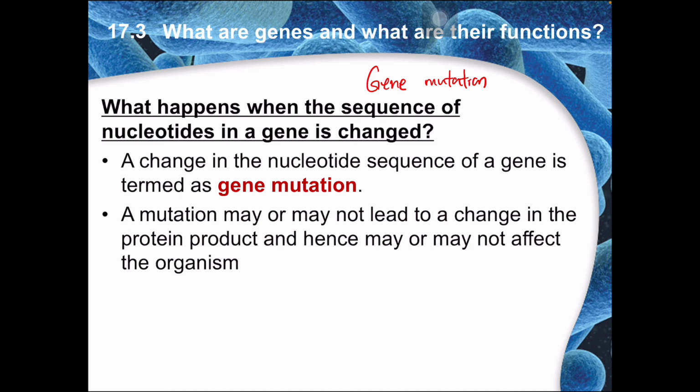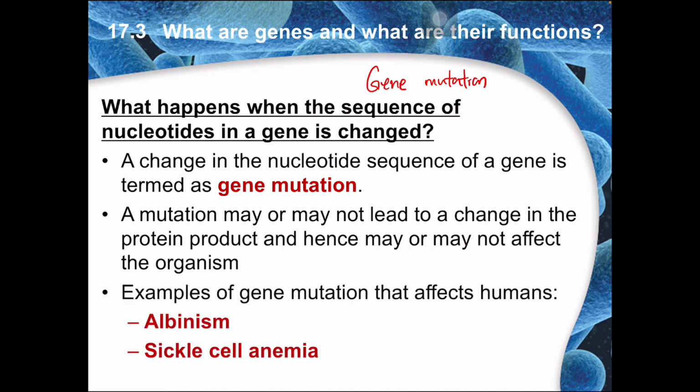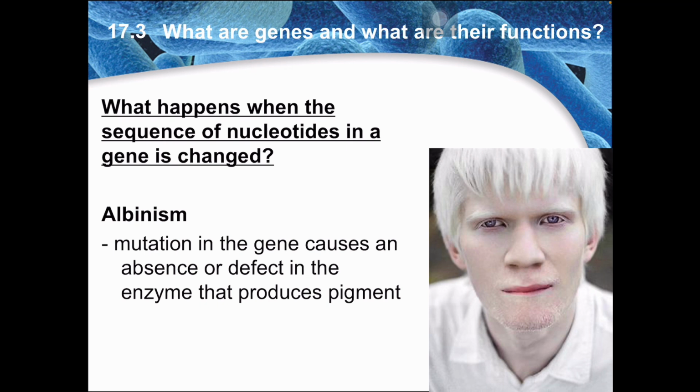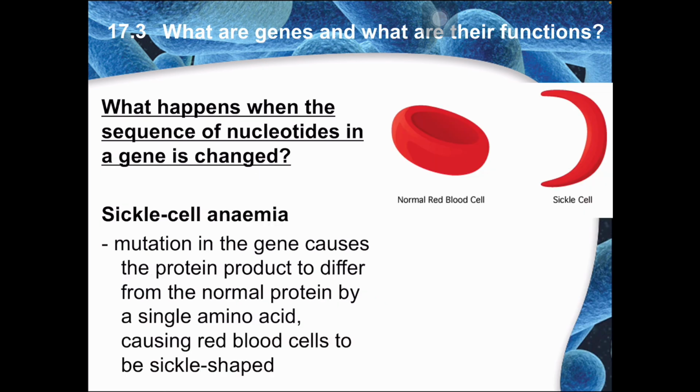Not all mutations are harmful, right? So it really depends on the type of questions that you see. Two examples of gene mutation which we learned in the earlier chapter are albinism as well as sickle cell anemia. Just to recap, albinism is a result of a lack of a certain type of pigment in the body. As a result, the person usually has very fair skin. And this is a type of gene mutation. Sickle cell anemia, also a recap, is whereby a red blood cell doesn't look like the normal biconcave shape. It actually has a crescent, moon-like structure that affects its ability to transport oxygen.